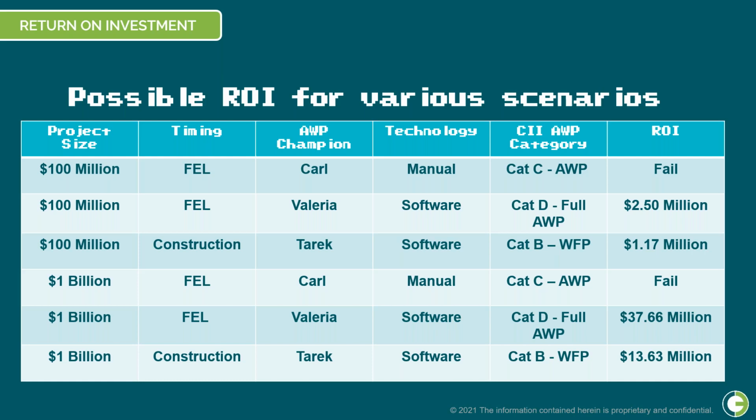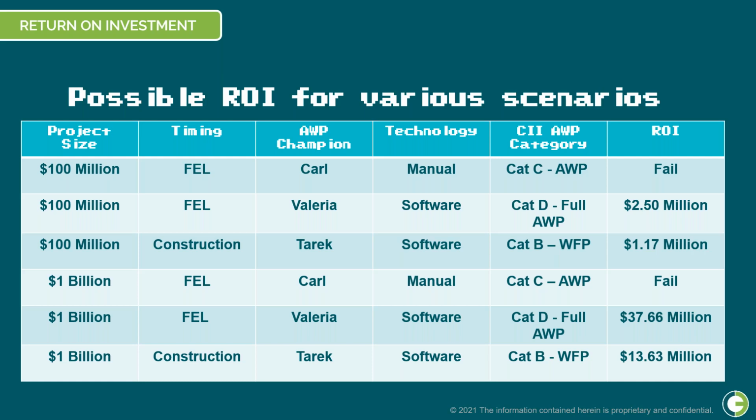So we're going to look at some possible return on investment for our various scenarios, and I'm kind of giving you here the sort of cheat sheet for what we could have chosen. So we did the $100 million project, and we said that we were going to do this during FEL. If we'd chosen Tarek, the answer you would have got back was to say, actually, you know what, Tarek's not really a team player. What you need from an AWP champion is somebody who's going to be able to bring everybody together. So that would have been a fail point for us.